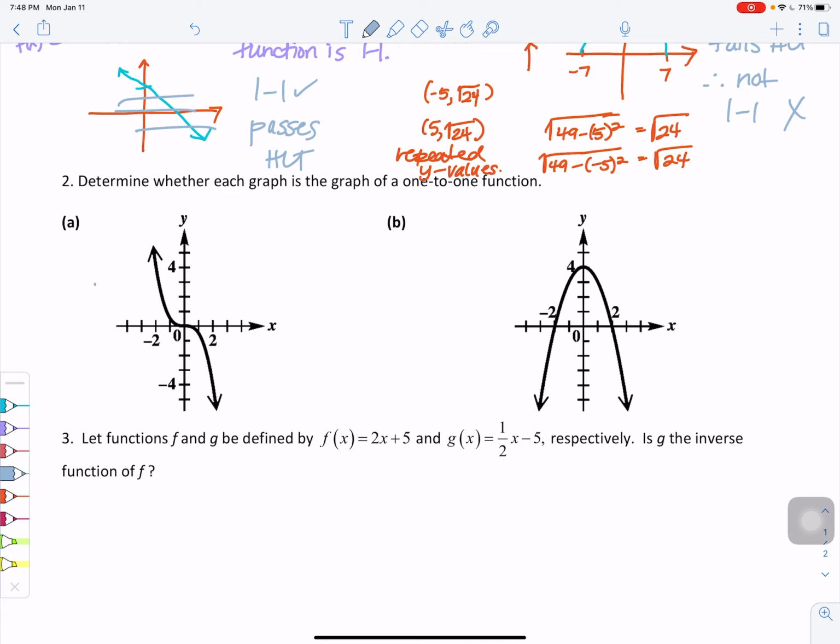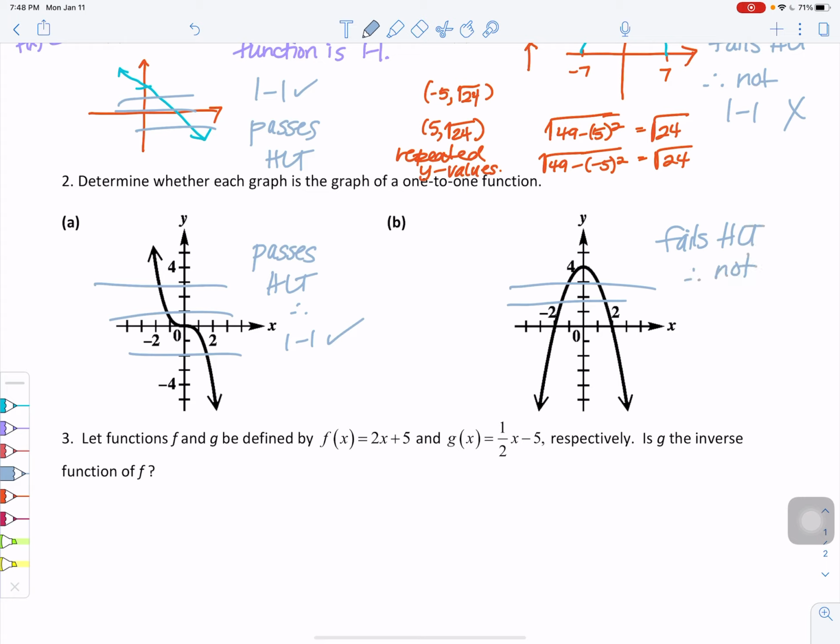Okay, number 2, definitely graphical method. If someone gives you a graph, definitely use it. Use the horizontal line test. Therefore, it is one-to-one. Fails horizontal line test, therefore not one-to-one.